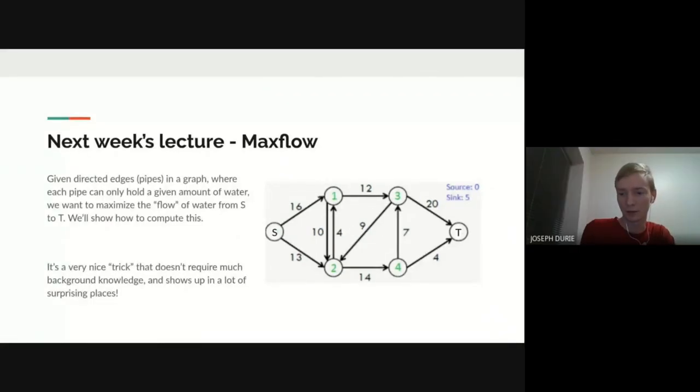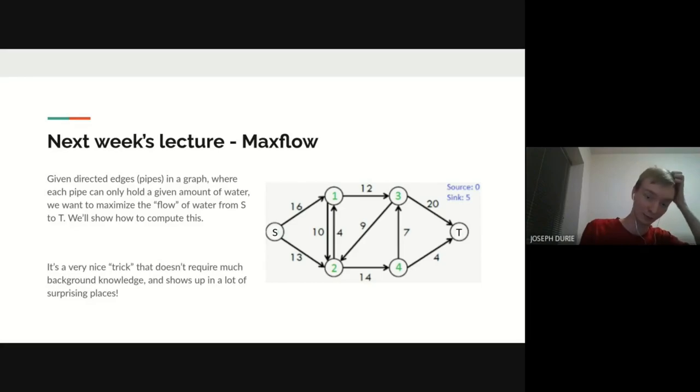Next week we're going to be talking about Maxflow, which is a really nice topic. Basically, you have a bunch of nodes connected by edges, which you can think about as pipes. Each pipe can handle a certain amount of water going through it, and you want to find the amount of water you can send from some node S to some node T. We're not going to spend much time on the actual algorithm to compute this. Most of the lecture is going to be using that algorithm as a black box, even more than we did today.